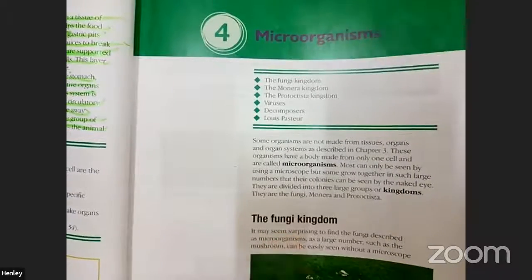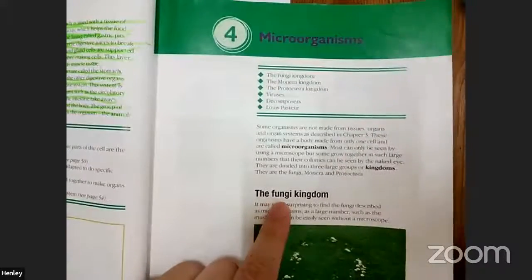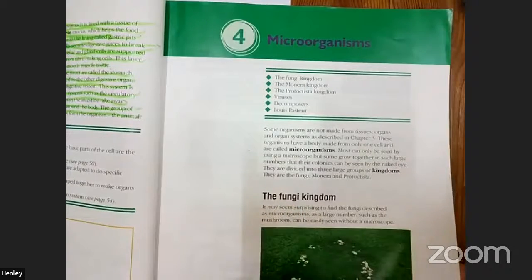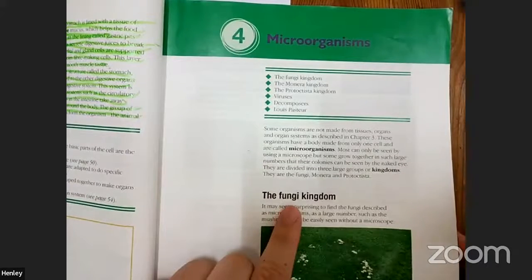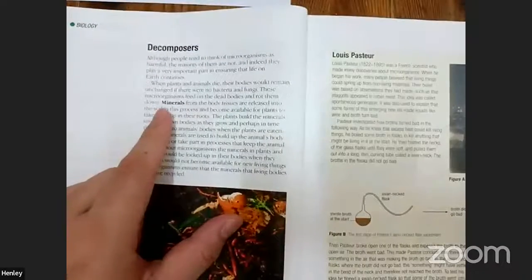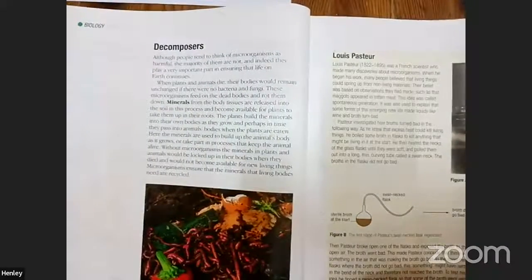In the UK we call it fungi, and in the US we call it fungi, I think so, right? So this is the mushroom kingdom. The mushroom is a fruit, the fruiting body. And then we also have the Monera and the Protista kingdom. And I will briefly tell you what decomposers are. And this is the whole topic, and then this is the end of the topic.